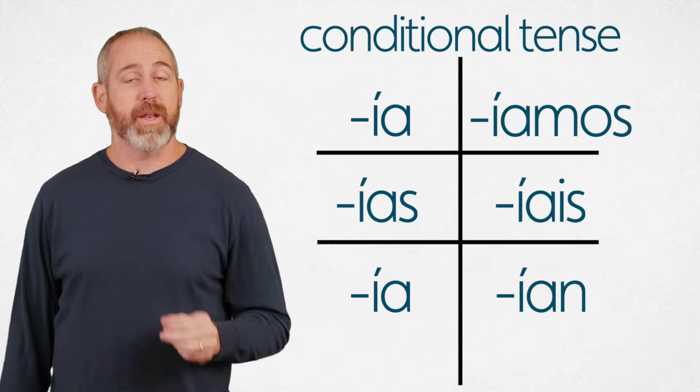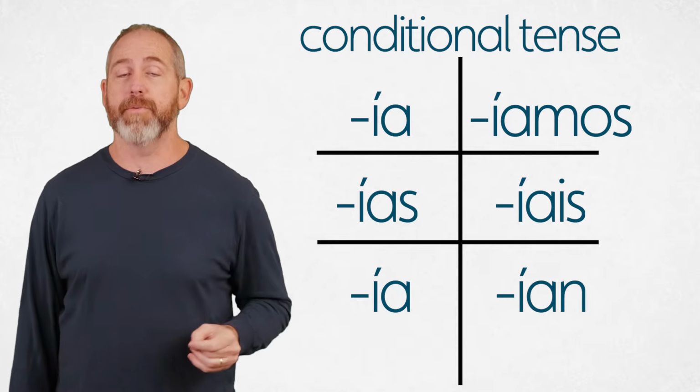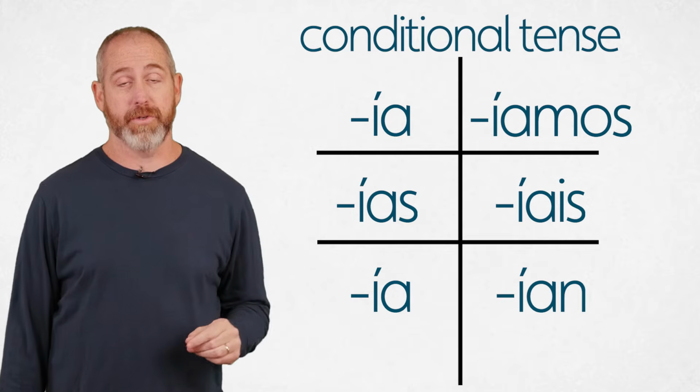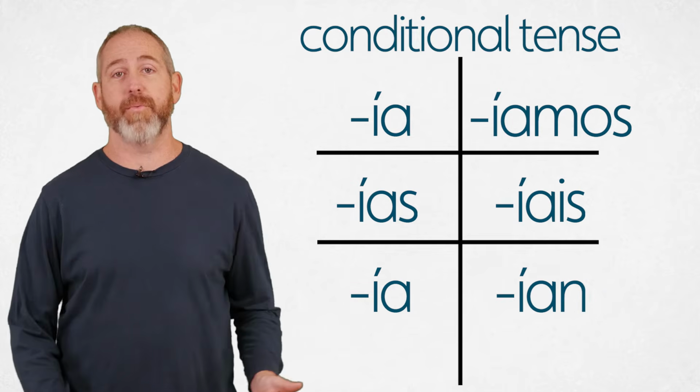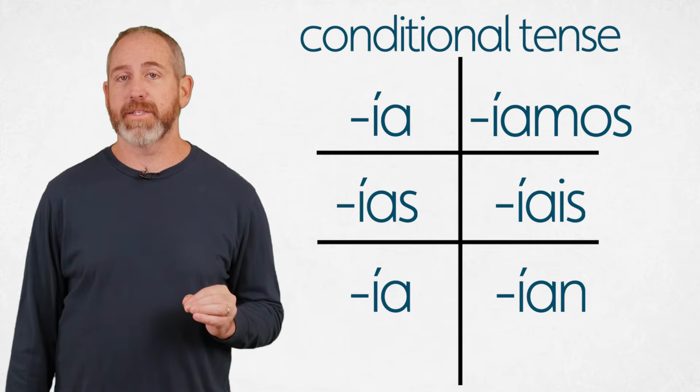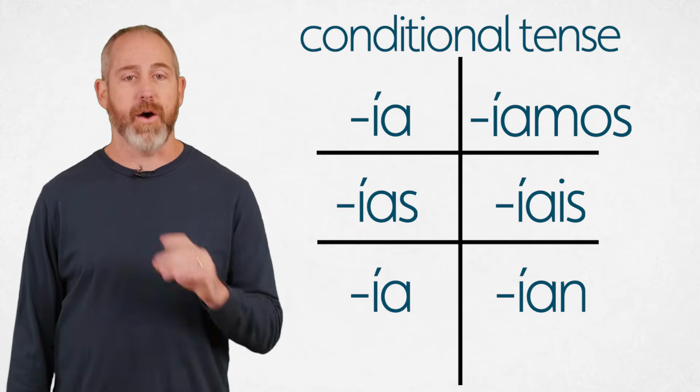Now let me just point something out really quick. All three types of verbs are going to use these endings, ERs, IRs, and ARs. Okay, they're all going to use the same. We don't switch for AR endings. We did that in the imperfect tense, but not for conditional. They're all going to use the same.